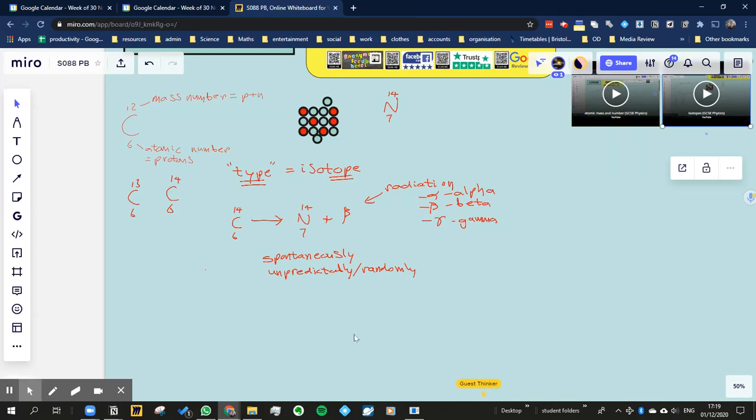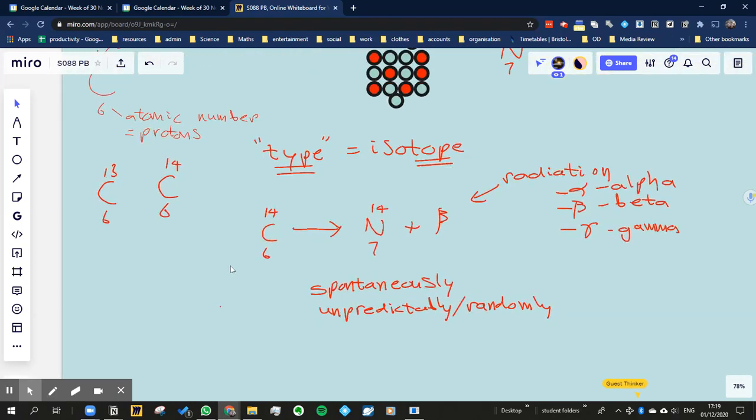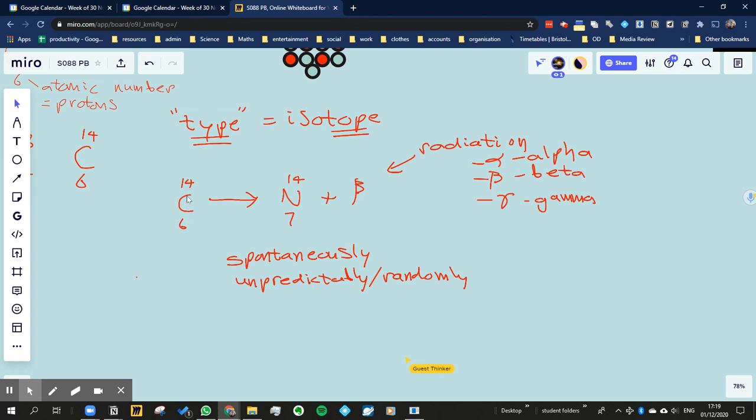Okay. So we're going to learn about these nuclear equations now. Carbon-14 has decayed into nitrogen-14 and it's produced a particle called a beta particle. It's done it spontaneously and unpredictably or randomly. So the question is how it seems like these numbers don't add up.